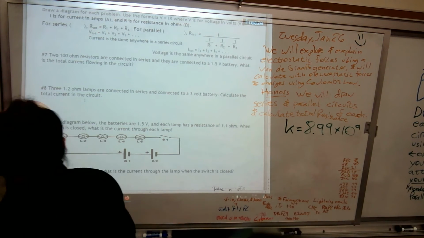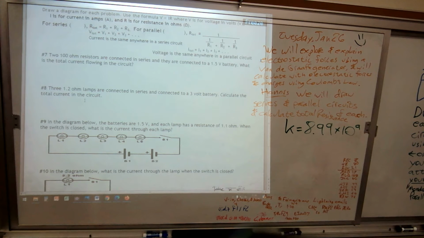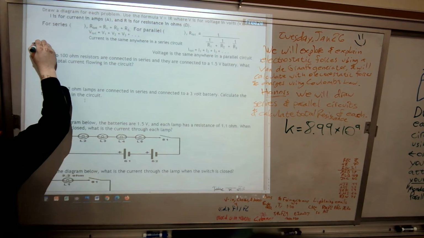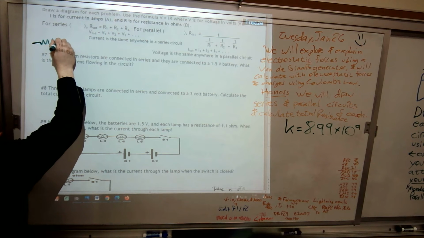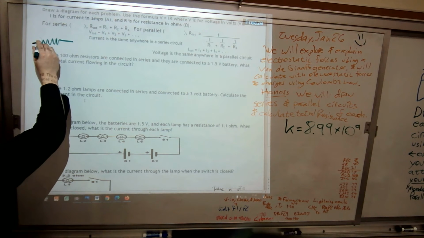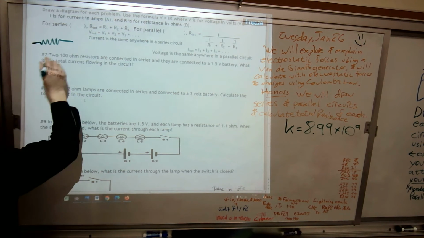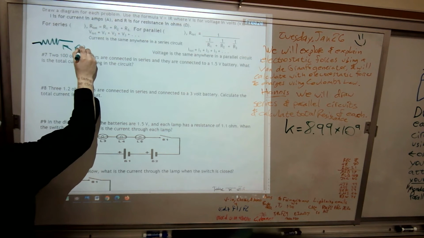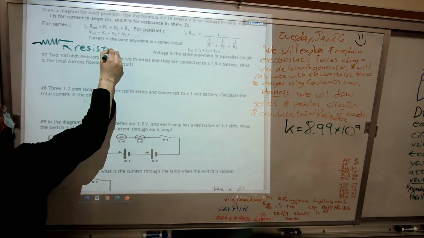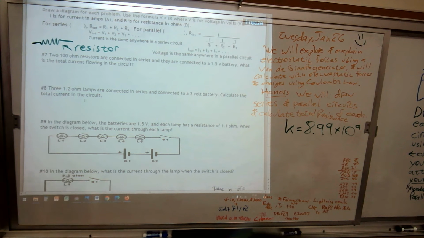Today, we'll be using the rules for series and parallel circuits to figure out total resistance, and we'll be drawing circuits like you did yesterday. We'll also be learning a new symbol. This little symbol here, this squiggle, it's more of a zigzag because it has pointies. That is the symbol for a resistor. And it tells you resistors down here.